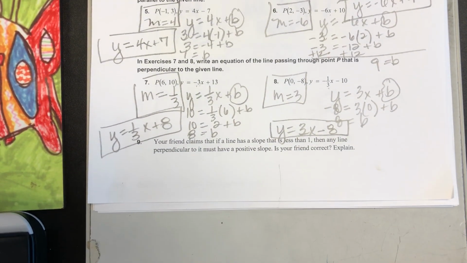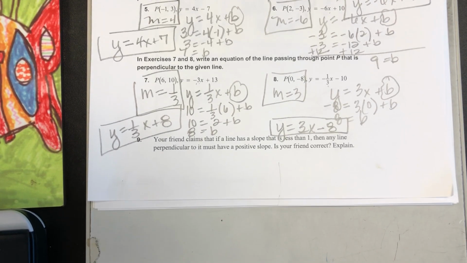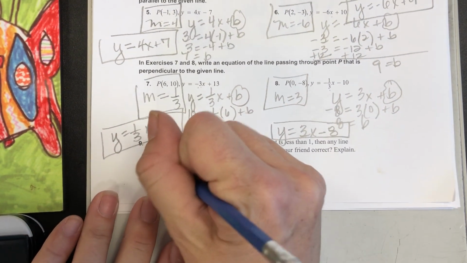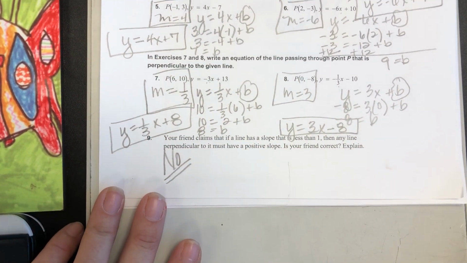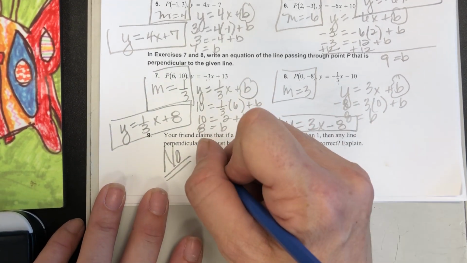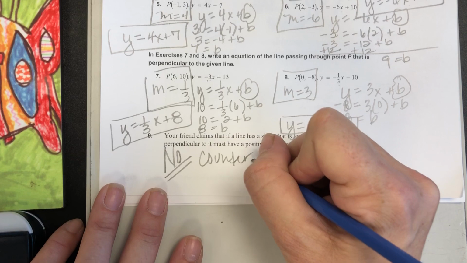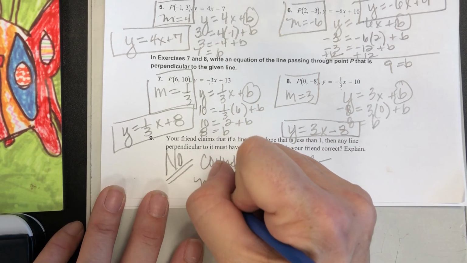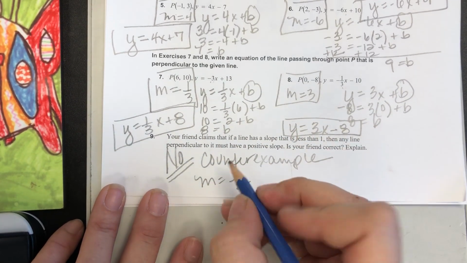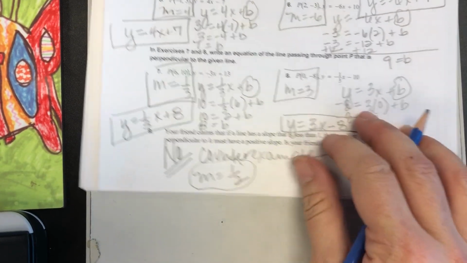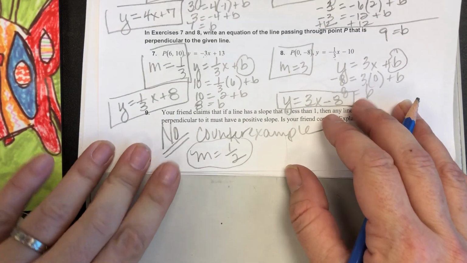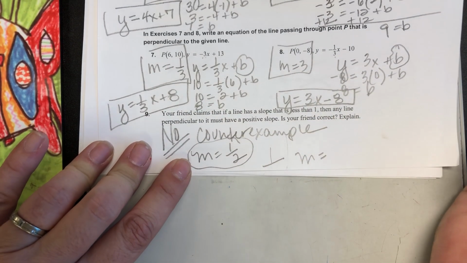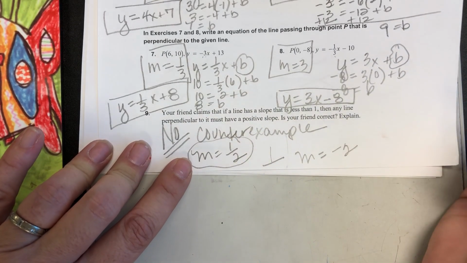And then last but not least, your friend claims that if a line has a slope that's less than 1, then any line perpendicular to it must have a positive slope. The friend is not correct, because I'm going to give what we call a counterexample, you guys. My counterexample is, what if I have a slope of a half? A half is less than 1, isn't it? So this number is less than 1, but what would be the perpendicular to it? M equals -2 would be the opposite reciprocal here.